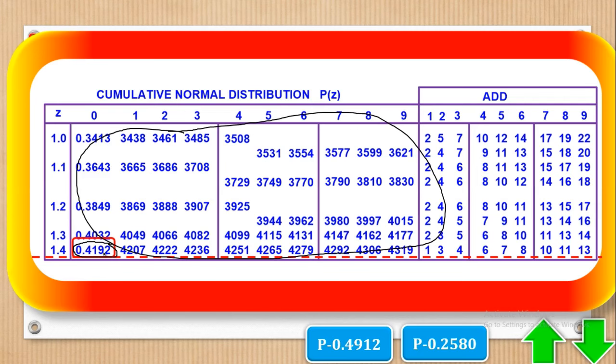Otherwise, if it was not the same, then it would be another story. We shall look at that. Now after getting that probability, then you ask yourself which z value gives that probability. The z value is 1.40.